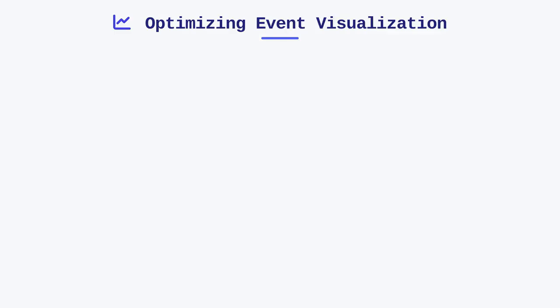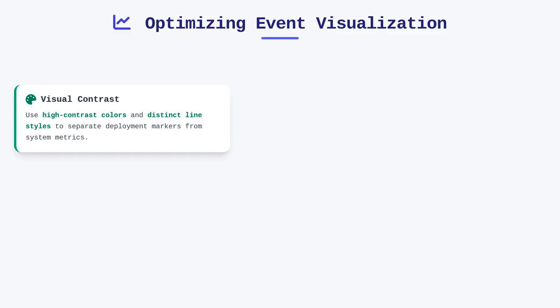Beyond simple overlay placement, the visual presentation of these events is a critical component of effective dashboard design. You must adjust the display properties to ensure that your events are easily distinguishable from the actual metric lines representing your system throughput or health. I recommend using high contrast colors and distinct line styles to differentiate a deployment marker from a transient data point.